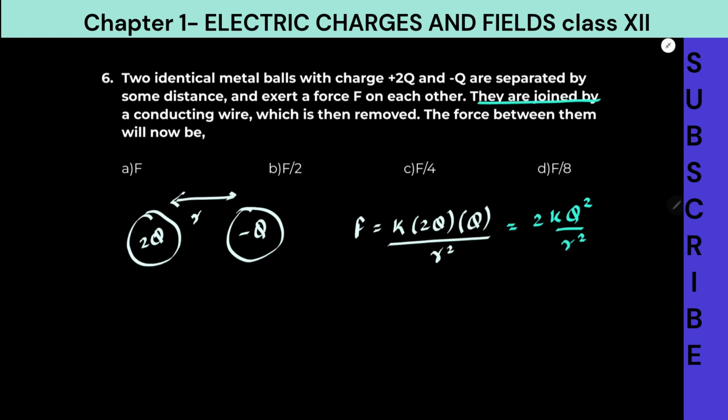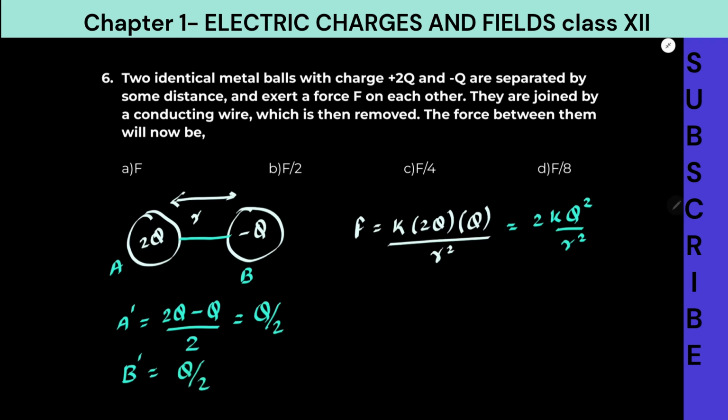Okay, let's read the second part very carefully. They are saying they are joined by a conducting wire. So let me join this with a conducting wire. So basically what happens when they are joined with a conducting wire? The charge will redistribute by the law of conservation of charge, right? Let's call them A and B. What will be the new charge on A? So the new charge on A will be the charge on A plus the charge on B. But sir, negative? Yes, you have to take the sign. Why? Because charge is a scalar quantity. When you are adding charges, you will take the sign. So this will be 2q minus q, which is q by 2. And the charge will redistribute in such a way that the final charge on both of them will be the same, right?